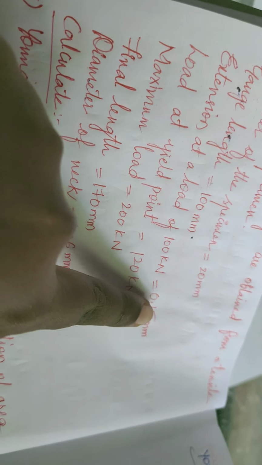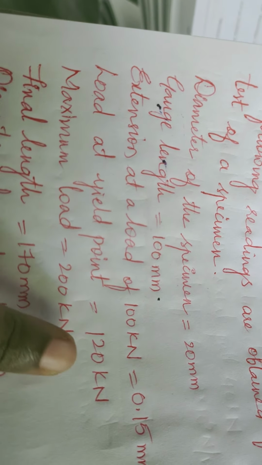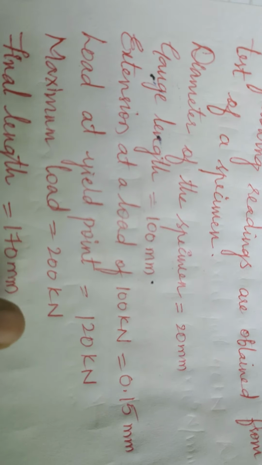It means it is a tensile load. So the length elongated is 0.15 mm. Delta L is given 0.15 mm. Next, the load at yield point. So load at yield point is 120 kilonewtons.